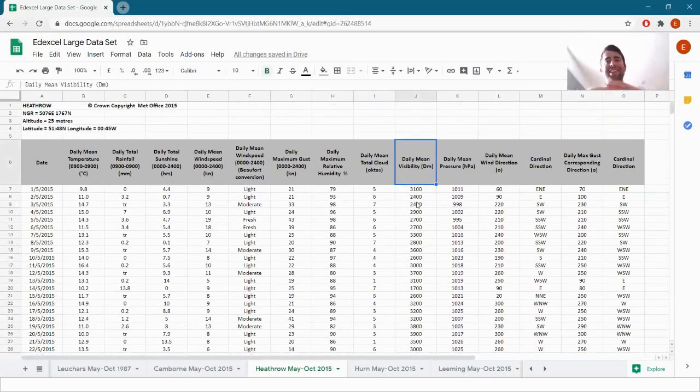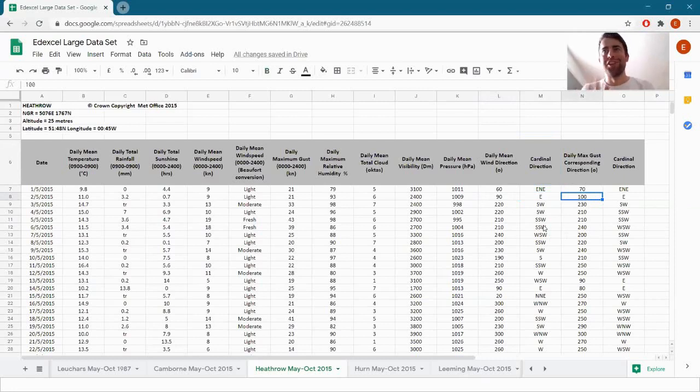Daily mean visibility is how far you can see. Basically, I'm not going to go into that one. It says it on the other page. Pressure, again, hPa is a unit of pressure that you don't really need to know about. You just see when it's bigger and when it's smaller. Daily mean wind direction is quite nice. That's given us a bearing. So 90 degrees means, as an average, the wind was blowing from the east that day. Cardinal direction gives that direction, and then it gives similar for the maximum gust.